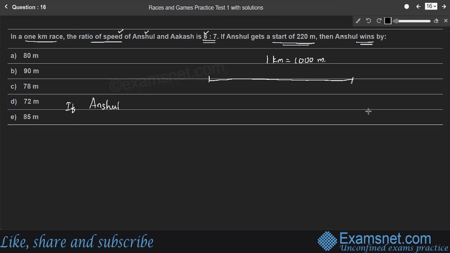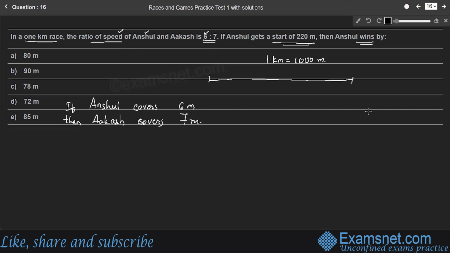So we'll mention that if Anshul covers 6 meter, then Akash covers 7 meter of distance, right?